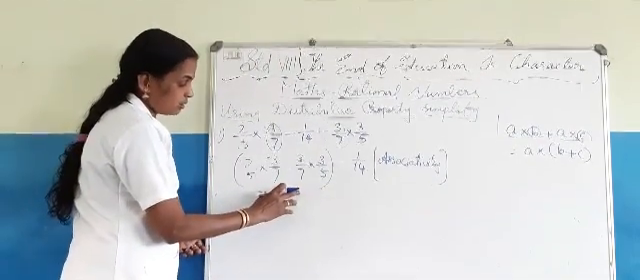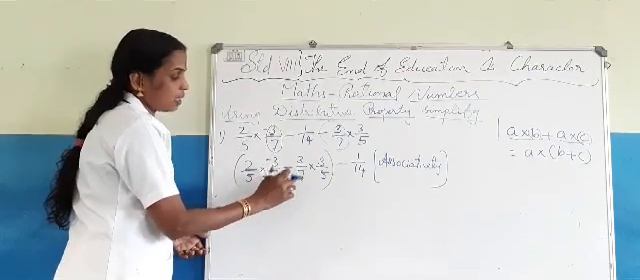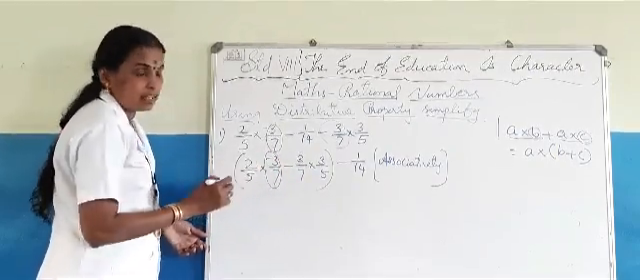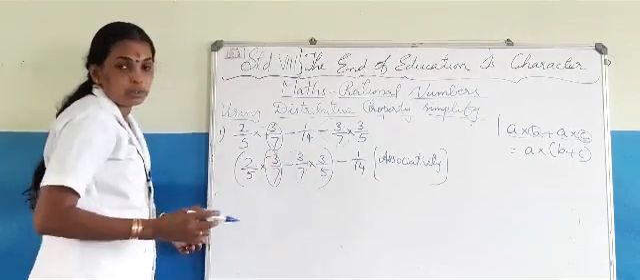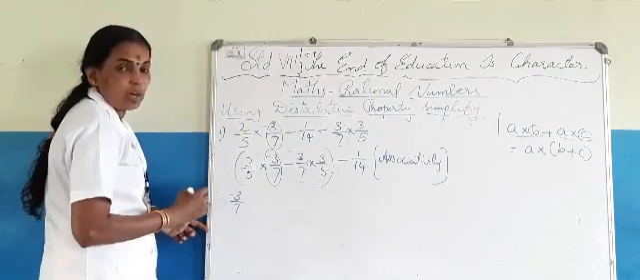Then here look, 2 by 5 into negative 3 by 7 minus 3 by 7 into 3 by 5. You can see minus 3 by 7. Here also you can see negative 3 by 7. So that negative 3 by 7 we can take outside.